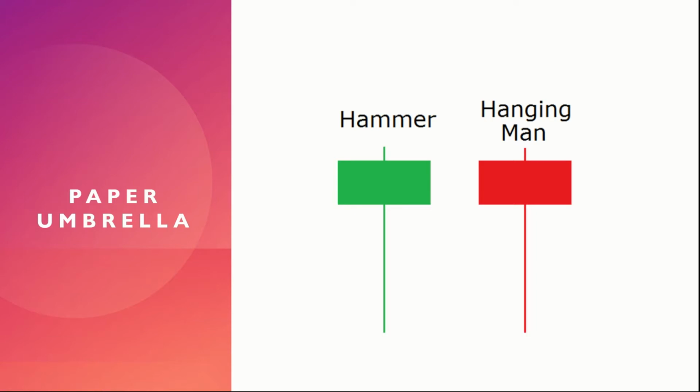So there are two types of paper umbrella candlestick. The first one is called hammer and the second one is called hanging man. Let's have a look to see how the formation happens. Here in my slide, the first candle that you see is a hammer candle. We can easily figure out that it has a small body and a long tail. A small wick in the upper section is acceptable. However, the classic definition says that there should not be a top wick.